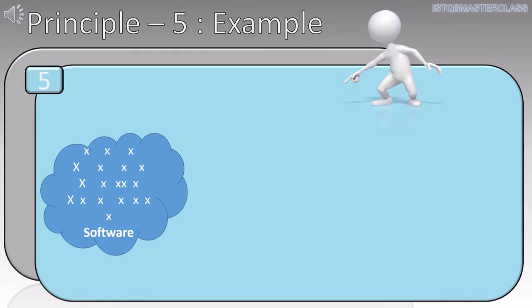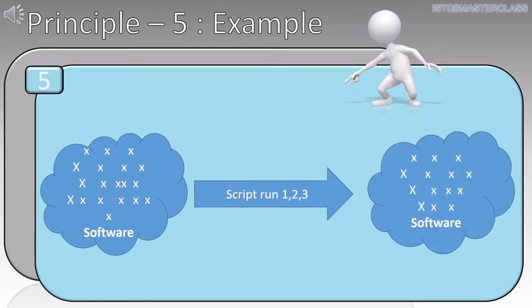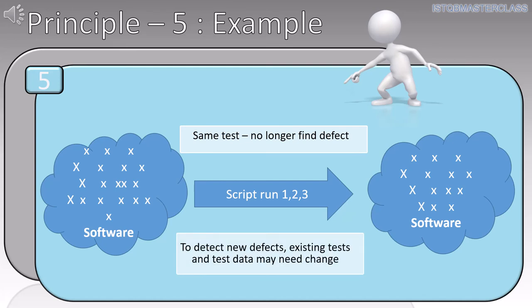Suppose there is a software with 20 defects in it. When you run your script the first time, you find 5 defects. Then the software is left with 15 defects. Now, if you don't change the test script and you run it for the second and third time, you will find no more defects in the software. No matter how many times you run it, you cannot find the 15 remaining defects. This is because you're running the same script. In order to find new defects, you have to update your script. So this is why our first point said that the same test will no longer find defects. And the second one said, to detect new ones, existing tests may need to change. So now, you understand the fifth principle.